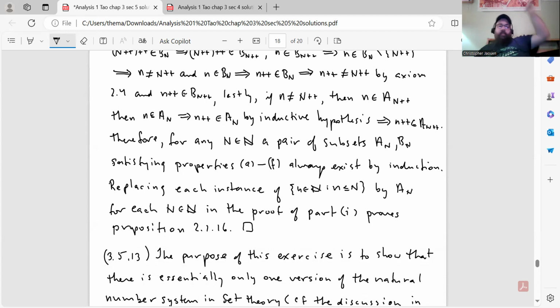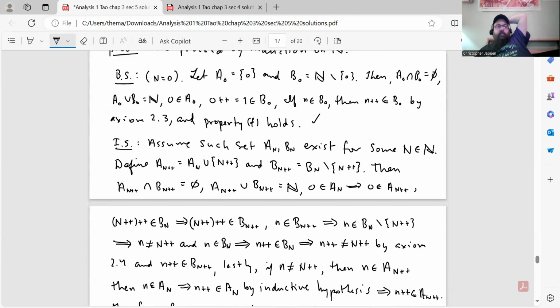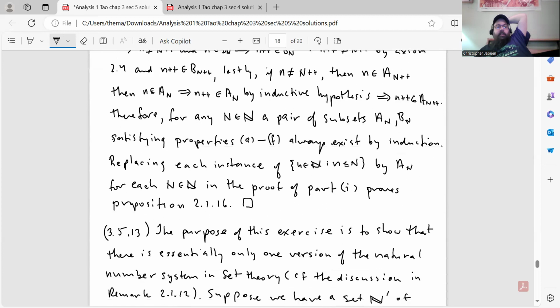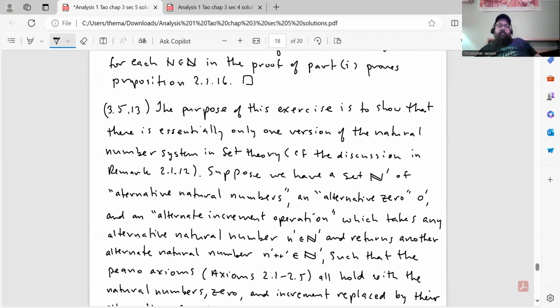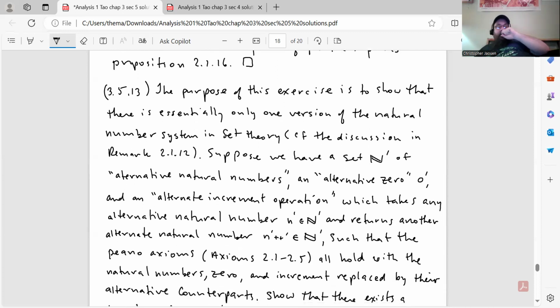And then just replacing each instance of the domain of the A sub n's from the previous part by A sub capital N for each n in the natural numbers in the proof in part 1 proves the proposition. Right, so that proves part 2. And then there's the next question which relies on that one. So 3.5.13, which is the last question in this section. Like I said, I warned you at the beginning, this was a long exercise set.